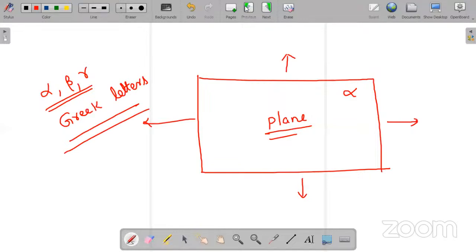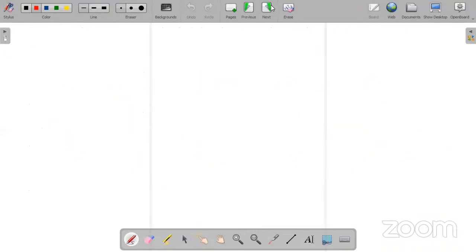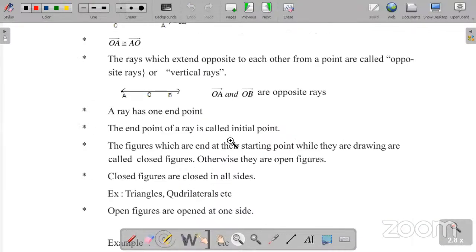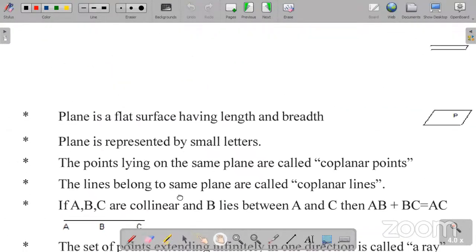Right. So now, next point. Don't worry, you will understand slowly.